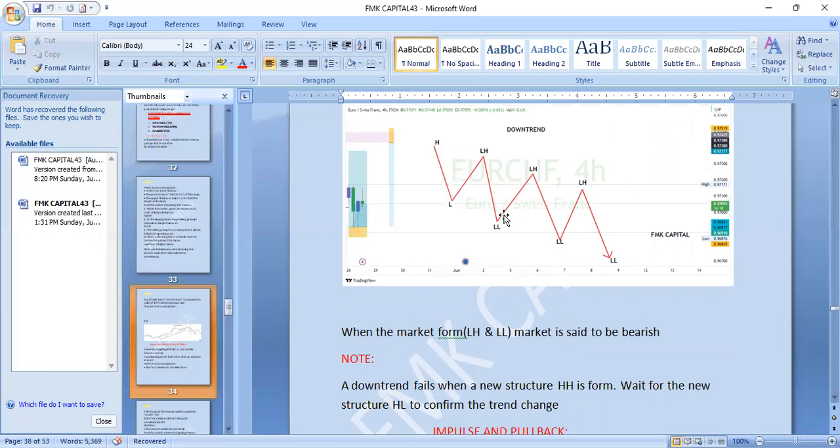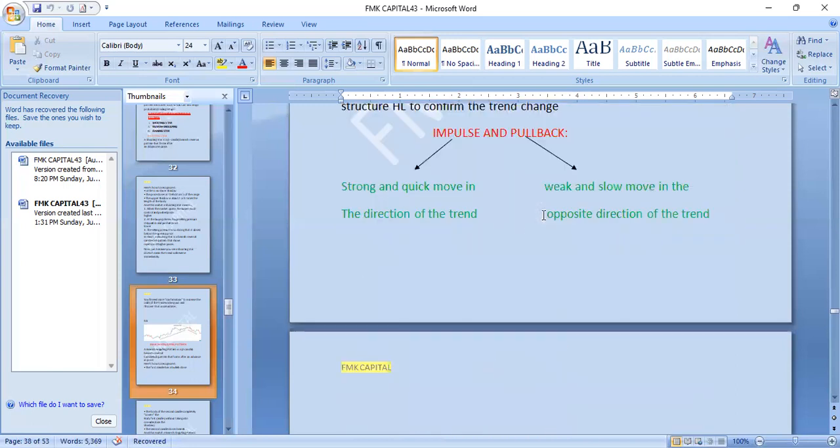The pullbacks are always weaker than the impulse. Look at the large impulse candle. Look at the pullback candle. This signifies that the bears are in control of this market. But since the market does not move in a straight line, the market moves in waves. The market will always give you an impulse, a corrective, impulse, pullback, impulse, pullback. I hope that makes sense.